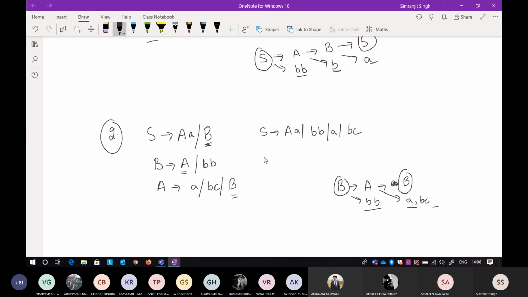In a similar way, go with this one, and in this the unit production is B tends to A. So start with A. So what is A? A is deriving B, and then terminals are A and BC. This B is deriving A and another terminal is B. Okay, so there is A, just stop it, and whatever is the terminal, write it as it is. So first of all BB will be there, then A followed by a BC. Okay, so that is in this production, and the last one was A tends to B.